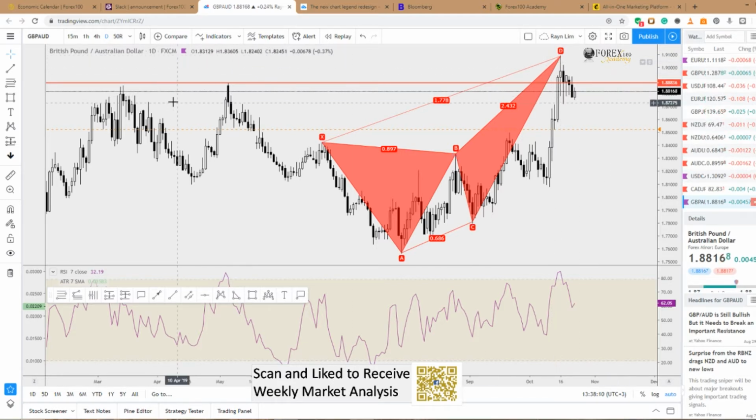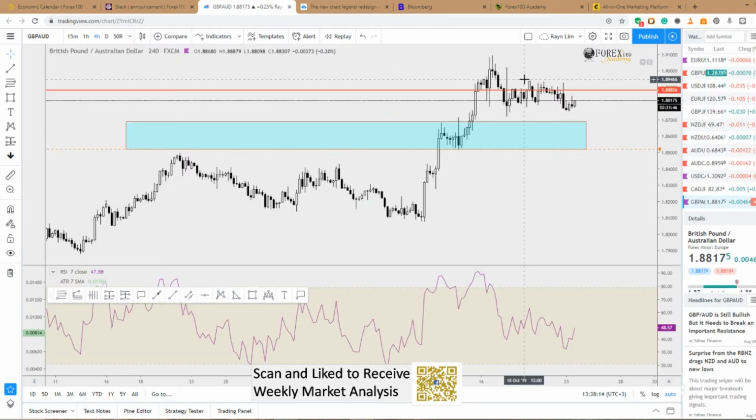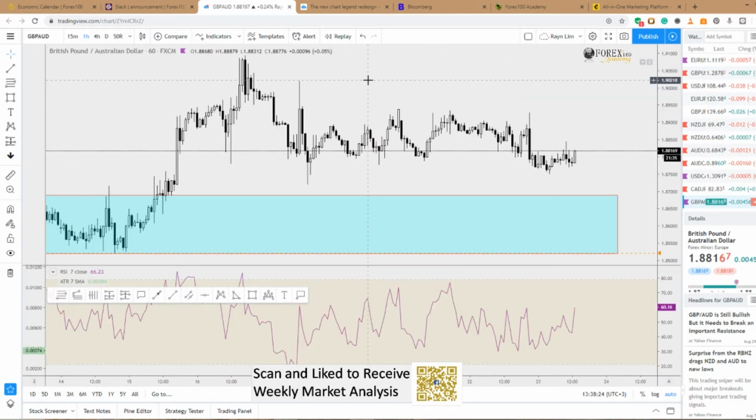Already shorted this, so if you are still in this trade, hold it. Alright, to the 4-hour chart, nothing much, but this will be my first target profit level. So waiting for the market to reach the first target profit level so I can shift stops to entry. To the 1-hour, nothing much over here as well.